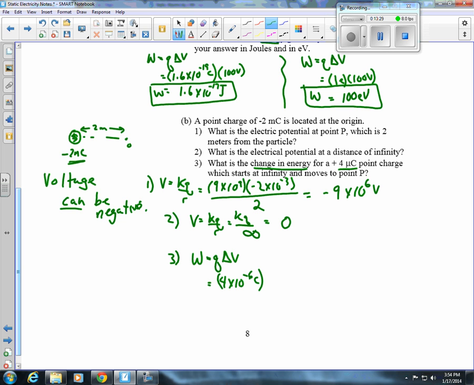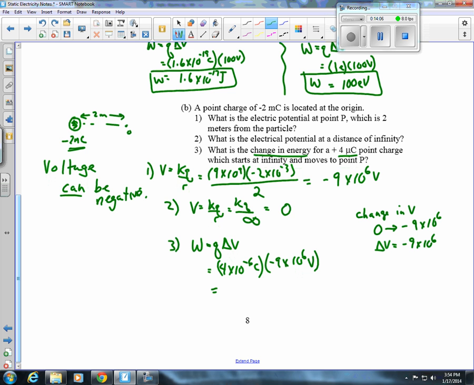Okay? Now my delta V, I'm going from infinity to point P. So change in V is going to be from 0 to negative 9 times 10 to the 6th. So my delta V is equal to minus 9 times 10 to the 6 volts. If I multiply coulombs times volts, I get joules. So my answer is going to be in joules. And this is going to give me minus 36 joules.